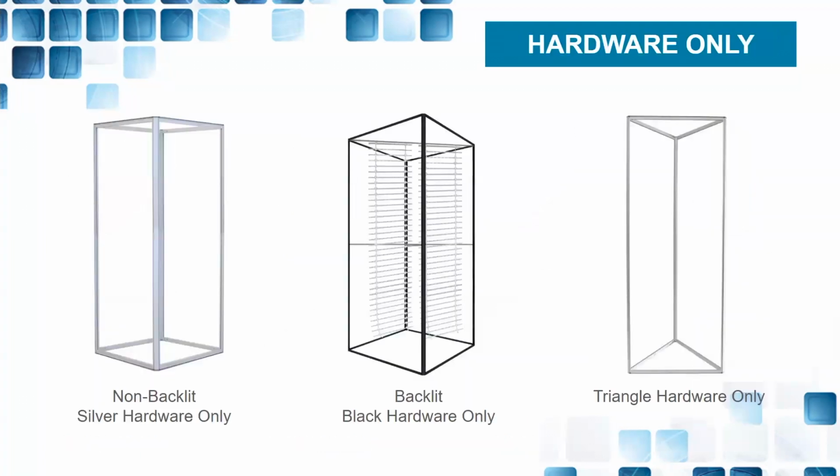This gives you a visual of the hardware only of the three main profile setups that we use for Big Sky. On the left, you see the non-backlit silver hardware view. In the middle, you'll see our black hardware with hanging suspended ladder lights that allow you to backlight the entirety of the tower. And then, of course, the one on the right creates the triangular hardware-only setup that gives you three sides of a display and just allows you a different footprint, as I mentioned earlier, from square or rectangular.